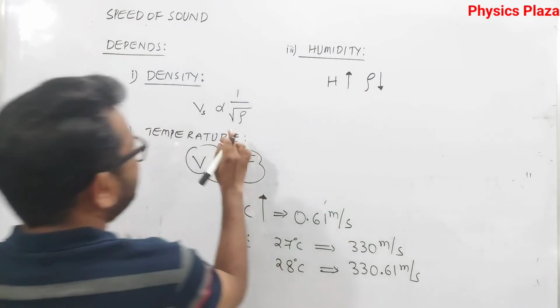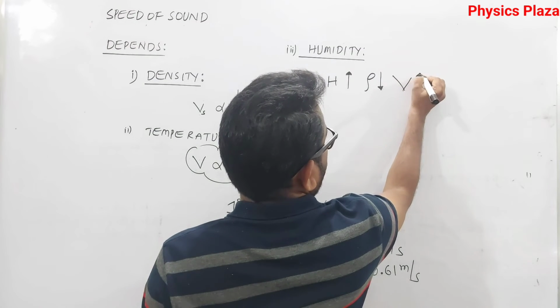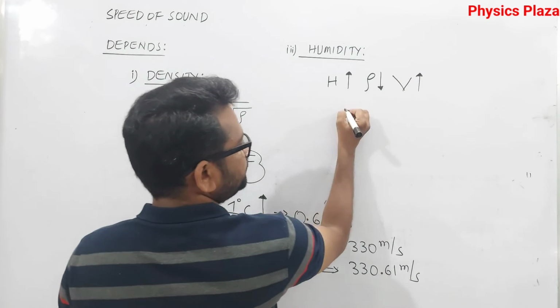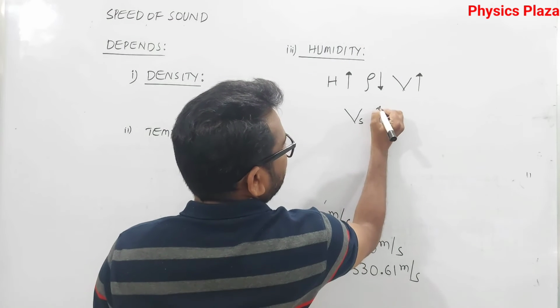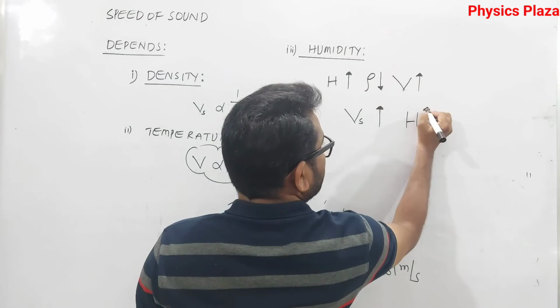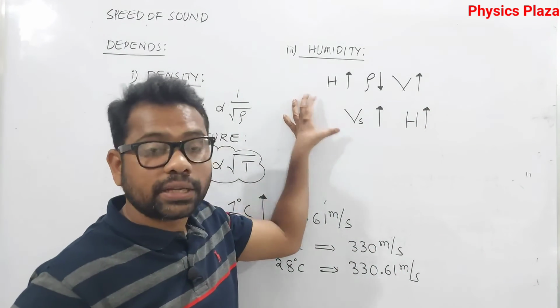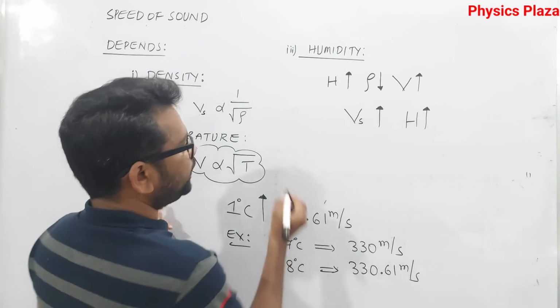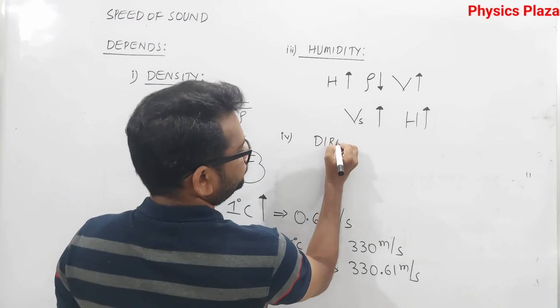As density of air decreases, the speed of the sound increases. So the speed of the sound is inversely proportional to the density. It means sound will travel faster in humid air. Clear? Fine.